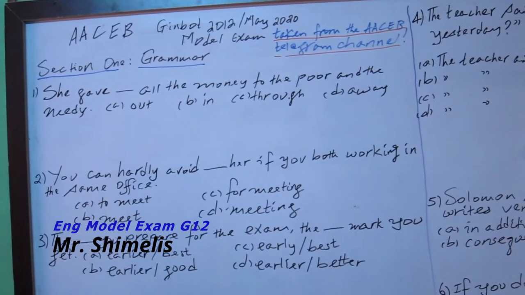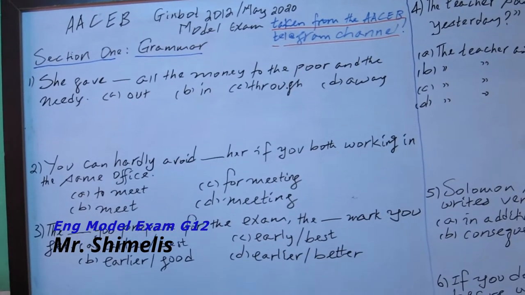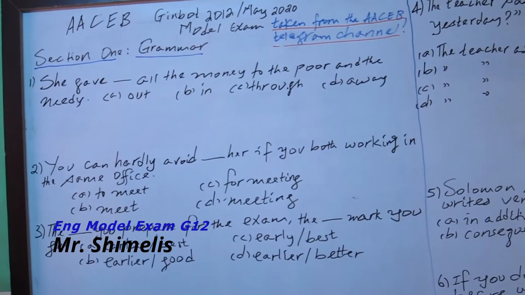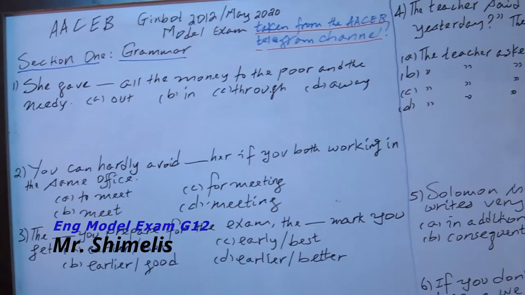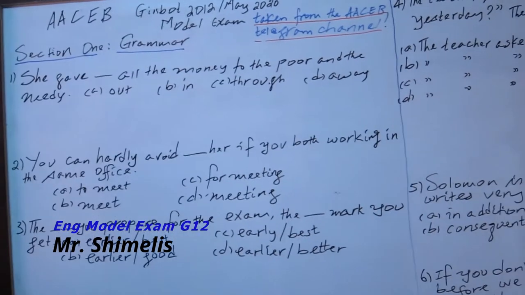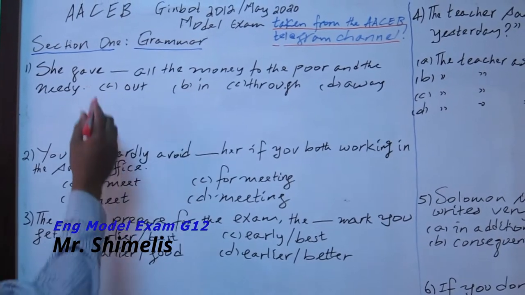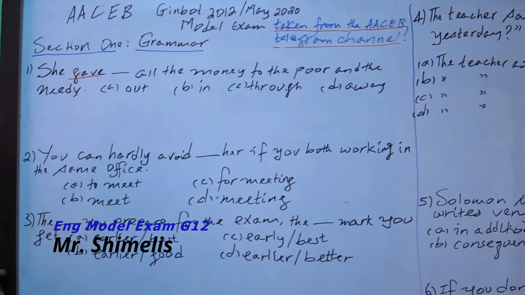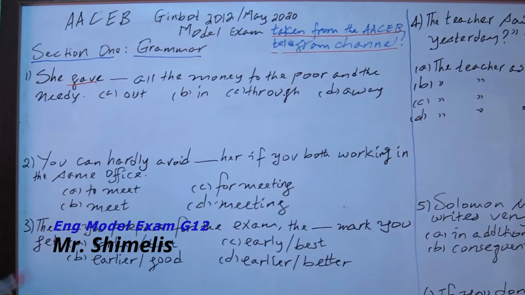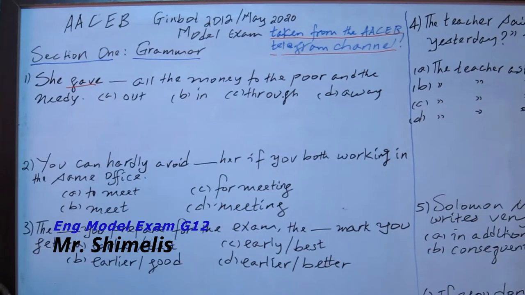Well, let's start. The first question reads: she gave dash all the money to the poor and the needy. Now, whenever you read any question in grammar, the first thing you have to do is try to guess from which grammar aspect the question is. To do so, just look through all the choices given, okay? The word before the blank space is gave, and what is missing, according to the answer choices, is an adverb particle. So this question is from phrasal verbs.